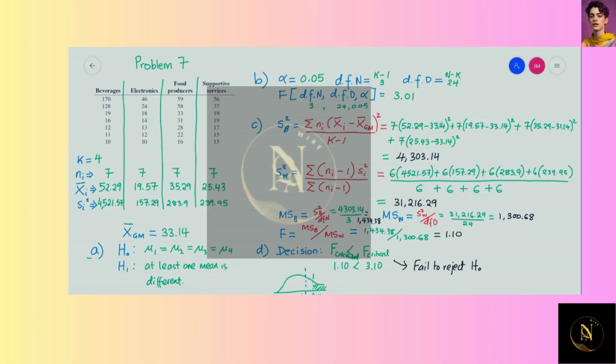So failure to reject the null hypothesis implies that there is not enough evidence to support the claim that at least one mean is different from the others. So we conclude that there is no significant difference between the means or the mean budgets of the business sectors at the 0.05 level of significance.